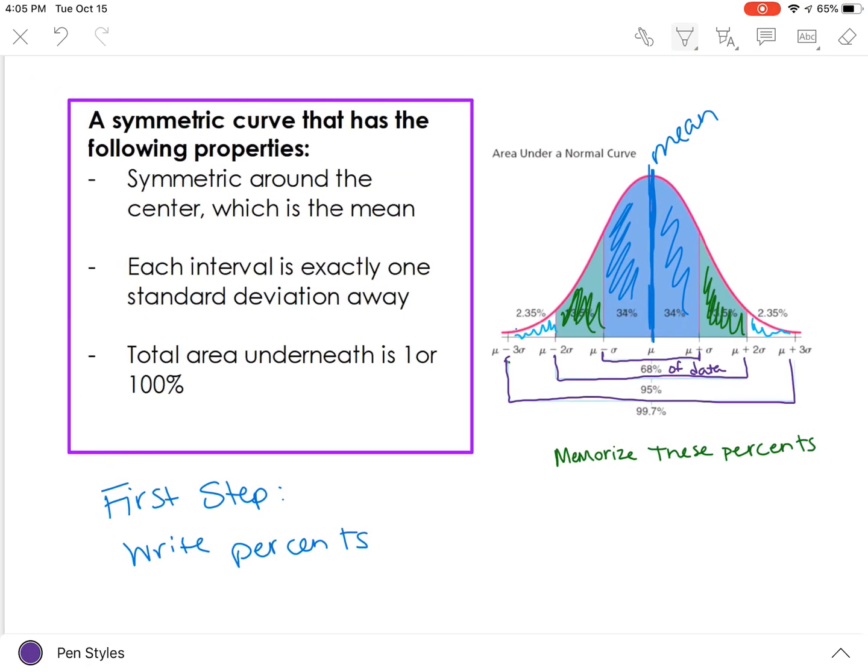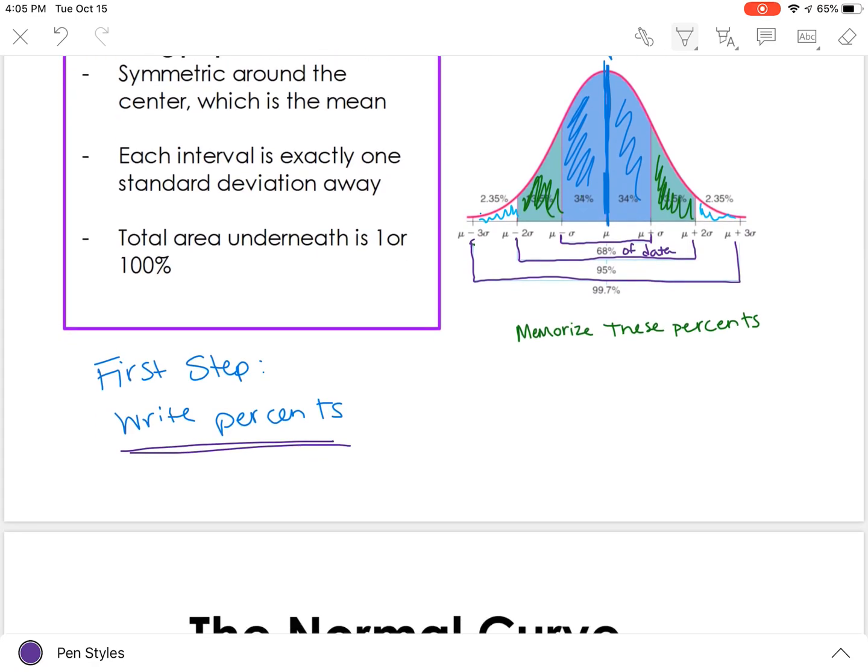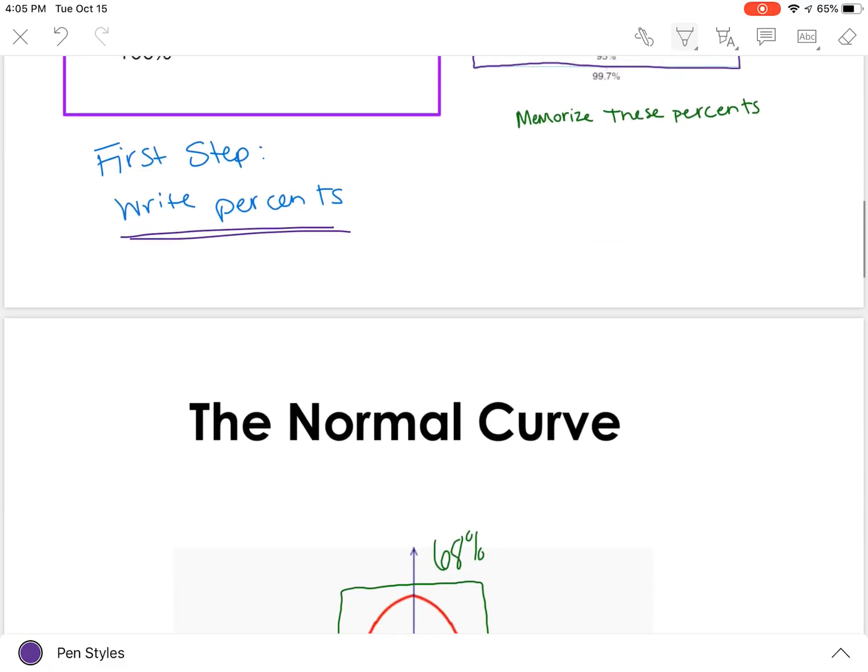So the first step anytime you have a problem with the normal curve should be to write or label these percents: 68%, 95%, and 99.7%. You will need to memorize them, and labeling them for each problem will help with that.